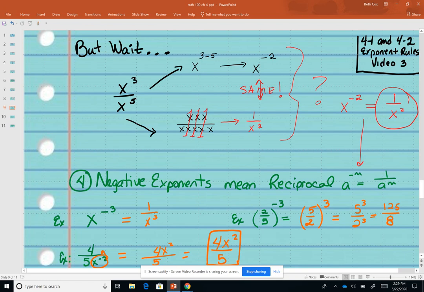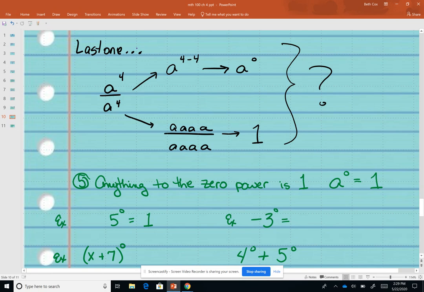All right, let's try the next one, number 5. Last one. This one is very similar to the one we did before. If we have a to the 4th over a to the 4th, following the quotient rule, we have 4 minus 4, which would give a to the 0. But if we follow fractions, then all of these are 1, and I just get 1.